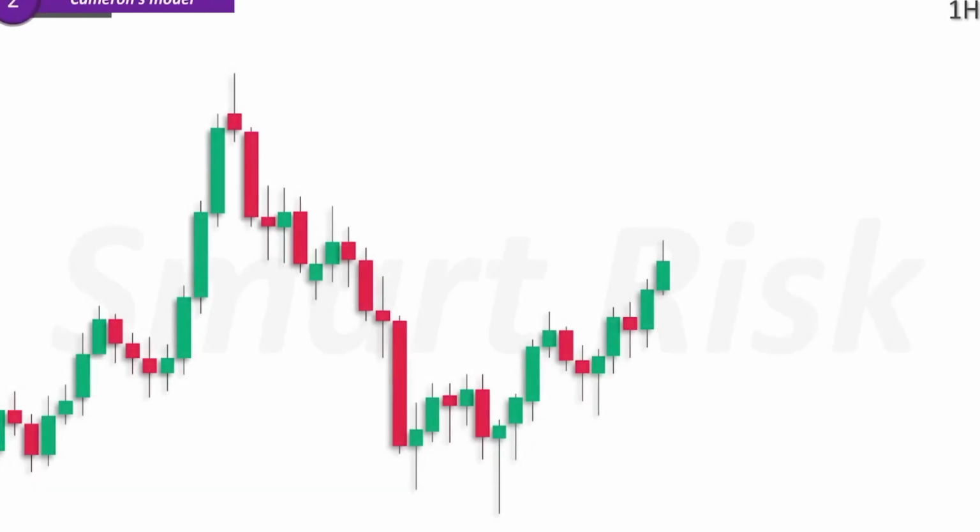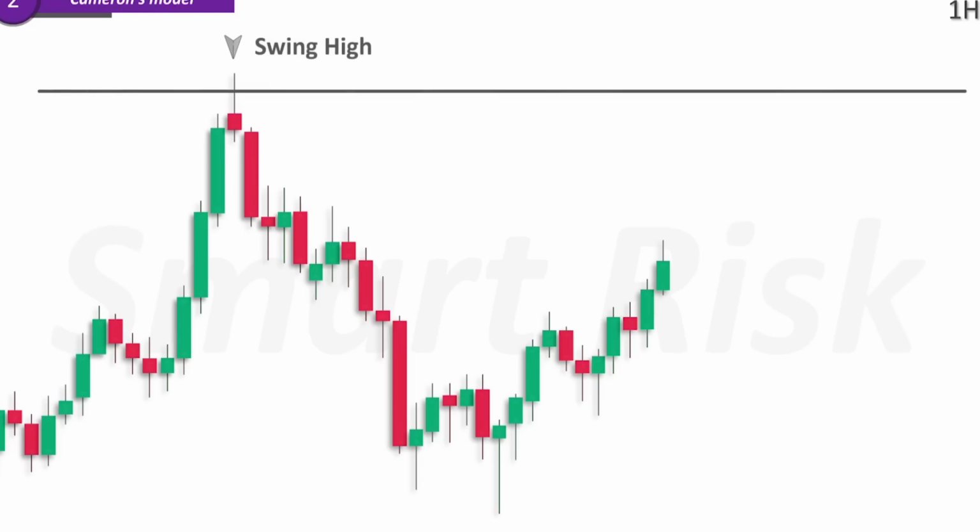So in the first step of Cameron's model, look for a key high or low on the 1 hour that the price is moving toward. As you can see here in this example, we have this swing high on the hourly chart, and the price is drawing up towards it. We can anticipate the price reaching this high, because that is where liquidity exists. If you can't find any draw on liquidity on 1 hour, you can zoom into the 15-minute chart.